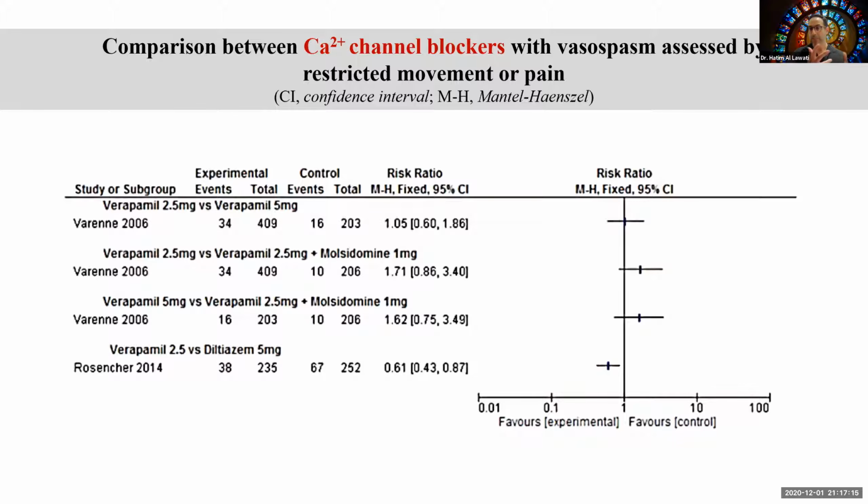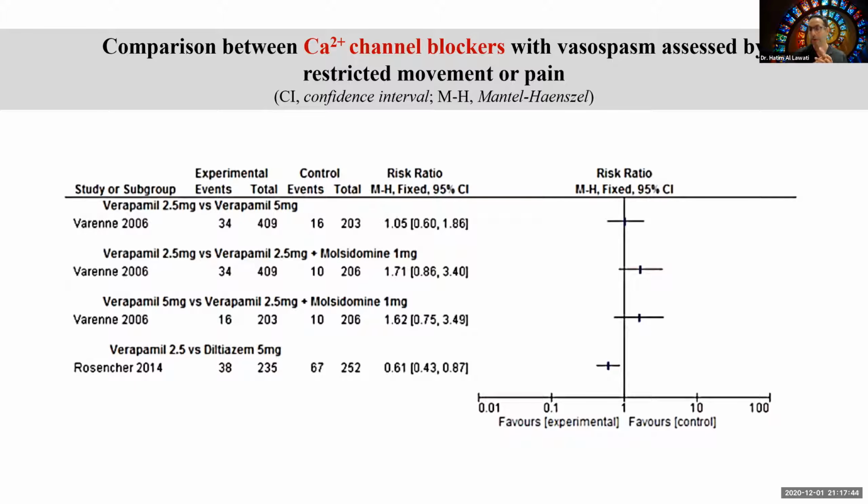When you compare calcium channel blockers with one another in terms of their efficacy in reducing radial artery spasm, assessed by restricted movement or pain, it appears as though 2.5 milligrams of verapamil is no different than 5 milligrams of verapamil. And 2.5 milligrams of verapamil is no different than verapamil with a vasodilator. And the same thing is seen with 5 milligrams of verapamil compared to 2.5 with a vasodilator.